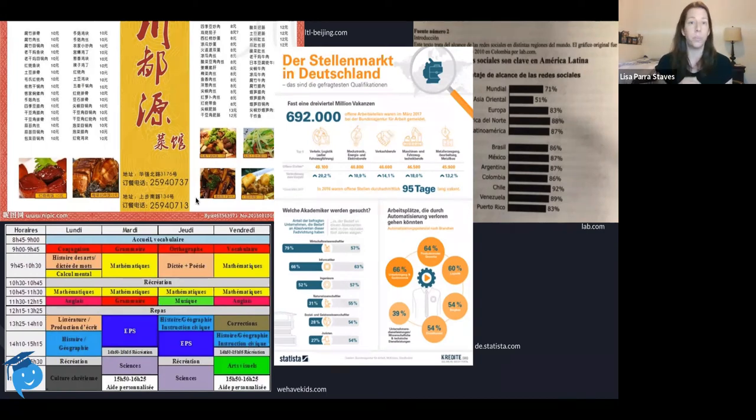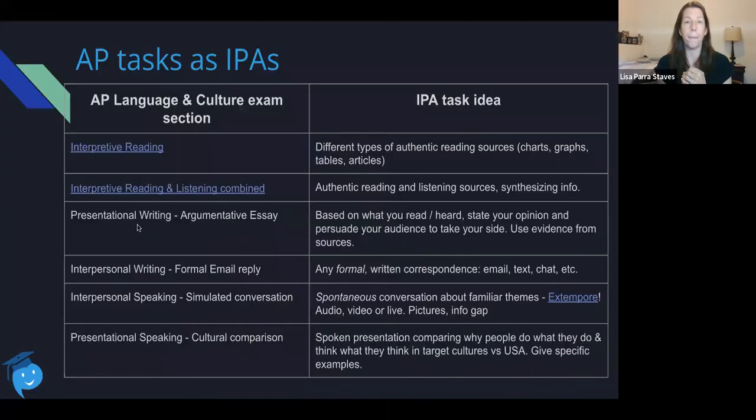Grant, we can go back to the previous slide. In interpretive reading and listening, this is where we have the two combined. On the AP test, they still have the multiple choice questions, but there's a variety of different sources as well. So again, authentic sources that students can read, also authentic sources that they can listen to. On the AP test, it's only audio. There's not audio and video like we would have in YouTube.